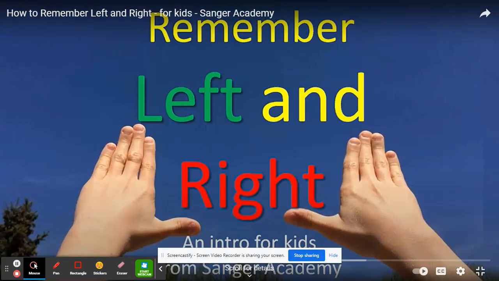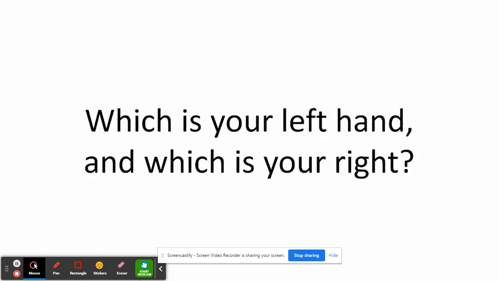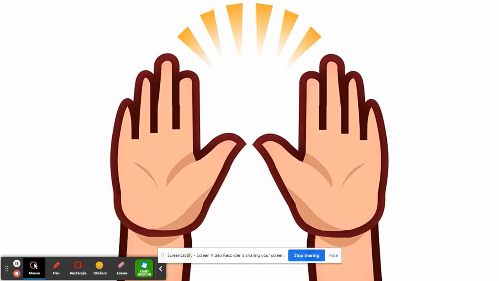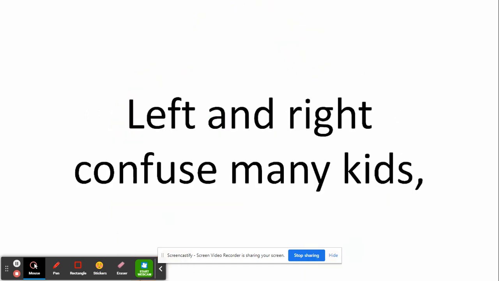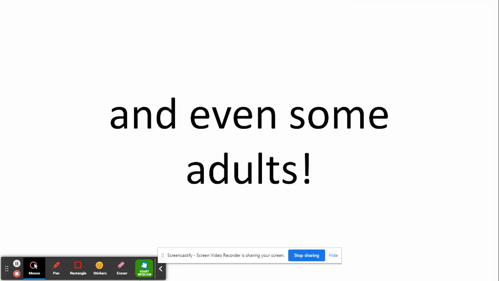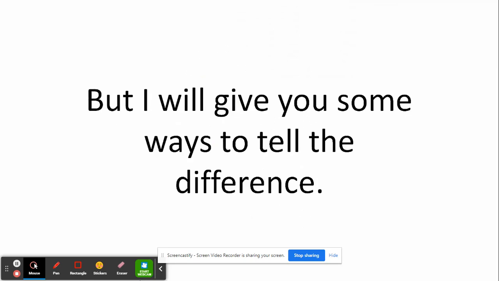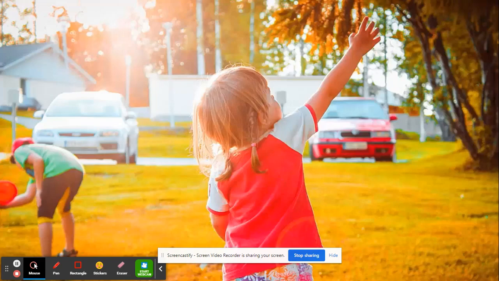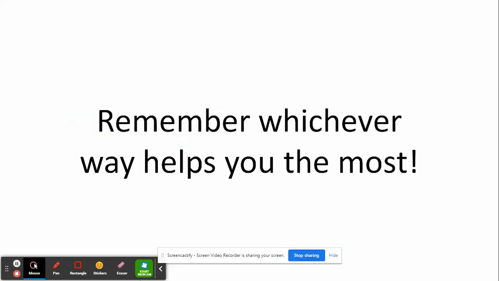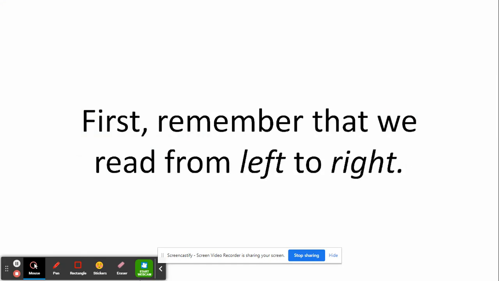Remember left and right, an intro for kids from Sanger Academy. Which is your left hand and which is your right? Left and right confuse many kids, and even some adults. But I will give you some ways to tell the difference. Remember whichever way helps you the most.